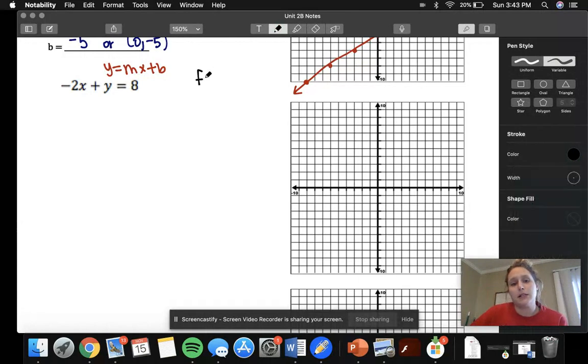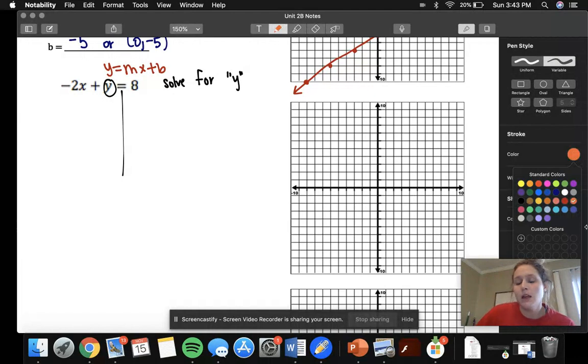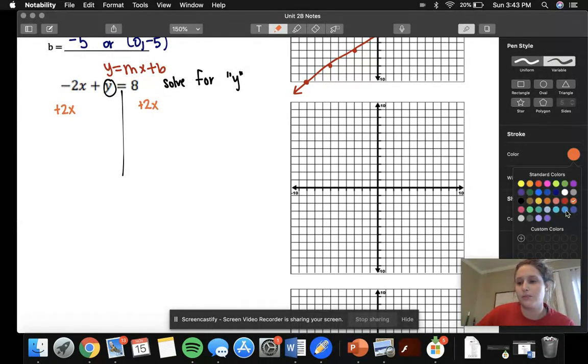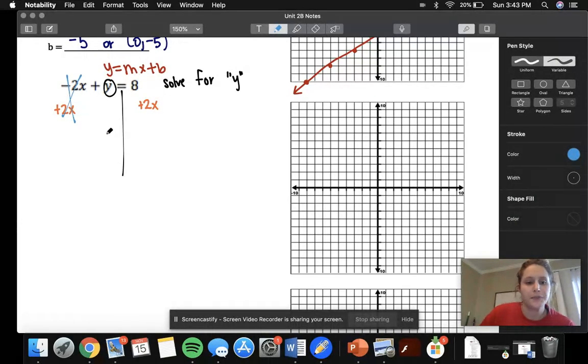Basically what we're going to do is solve for our y value. We need to get y isolated because the equation is always y equals, so we need to isolate the y value. This is just like solving an equation. So I need to move this -2x. The opposite of a -2x is a +2x, so I do that to both sides. Negative 2x, positive 2x is a 0x, so I have just my y value.